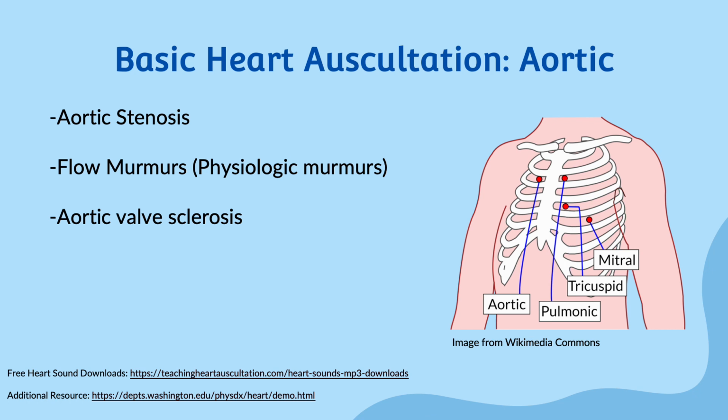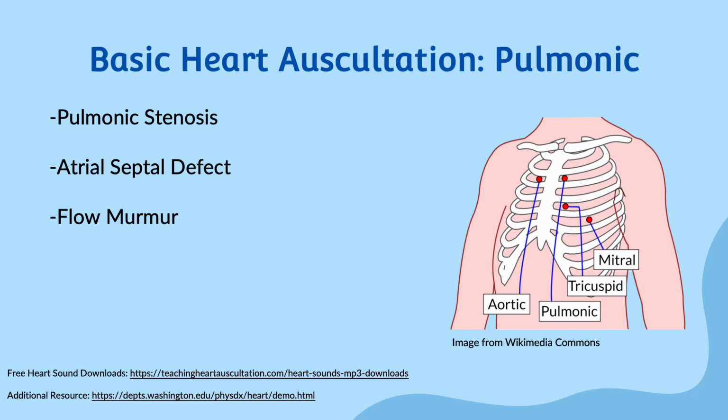Aortic valve sclerosis is a condition in which the aortic valve becomes thickened. In aortic sclerosis, leaflets are typically not restricted in movement, but the condition may lead to aortic stenosis. Next, let's move on to the pulmonic valve. The pulmonic valve is located between the right ventricle and the pulmonary artery.